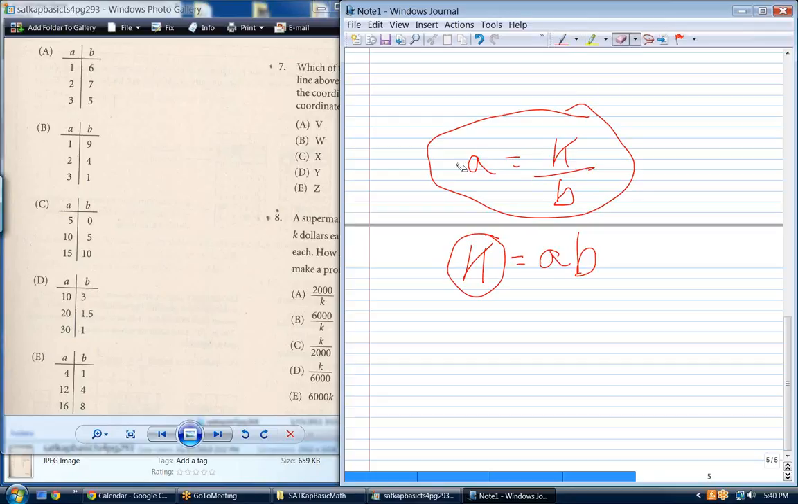You can get a long ways just knowing that as one goes up, the other has to go down. That would have given us a 50-50 guess here. But to solve it perfectly, you do have to know about this.